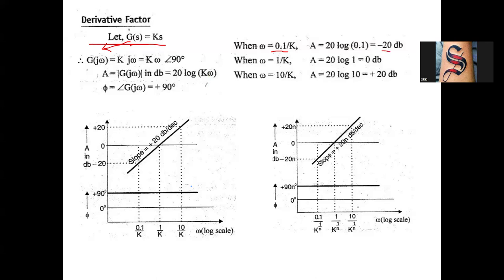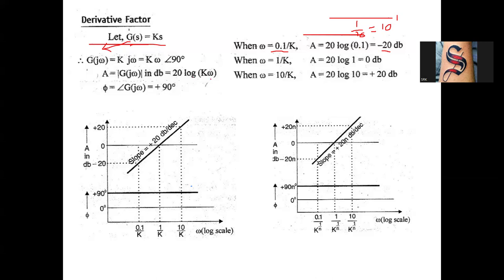Minus 20. How are we getting minus 20? How can we write 0.1? 1 by 10. How can we again write 1 by 10? 10 power minus 1, right? So if I take this minus out, it is minus 20 log of 10, so you are getting minus 20 decibels.